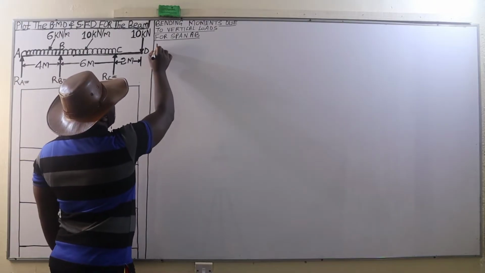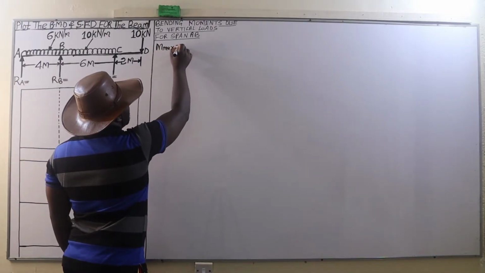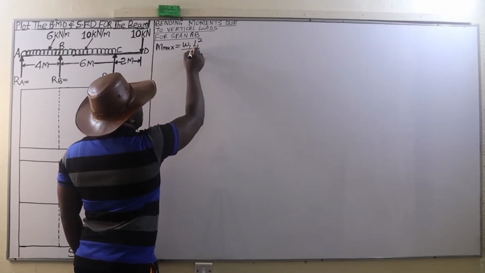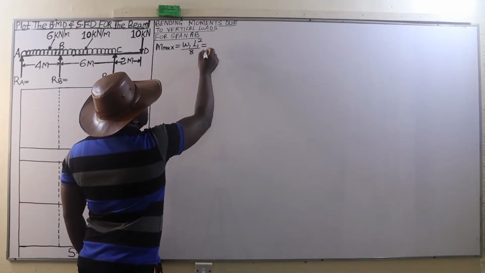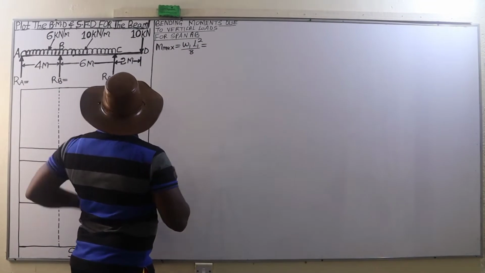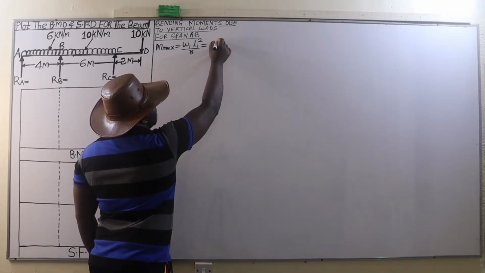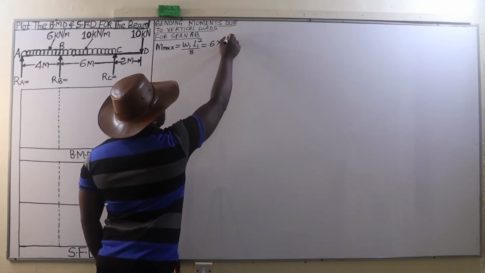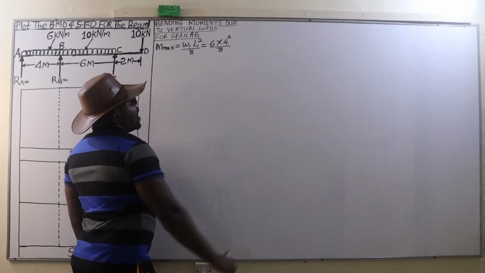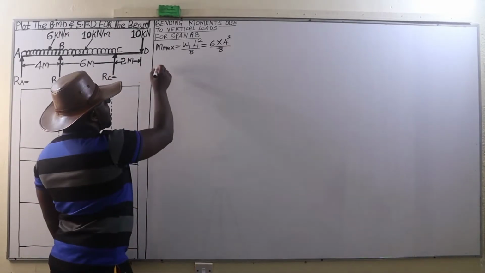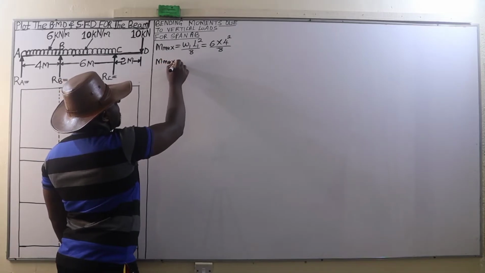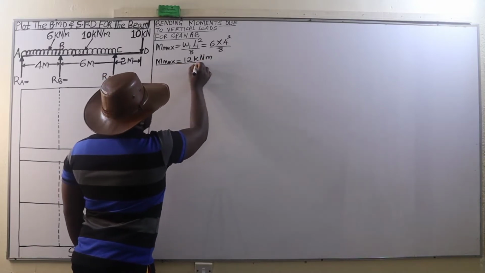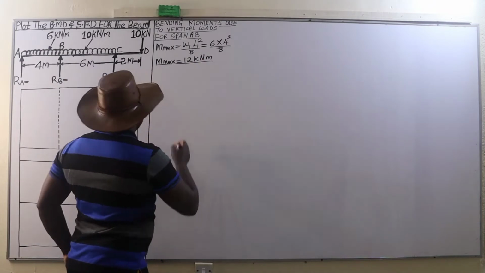And for the span AB, we are going to calculate the maximum bending moment, which will be given by W1 L1 squared all over 8. And this is going to be equal to W1, the UDL of 6 kilonewtons per meter. So we have 6. L1 is the span AB, which is 4 meters. Therefore, that is 4 squared. We divide that by 8. And this is going to give us a maximum bending moment of 12 kilonewtons meter.